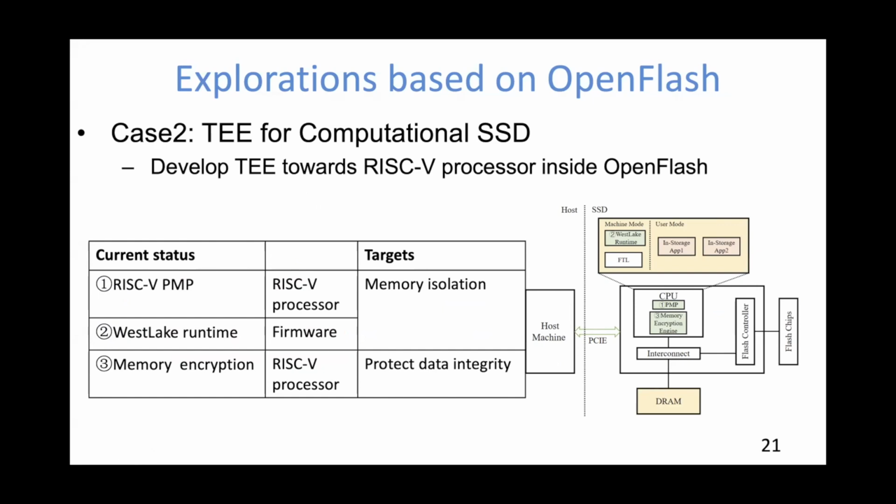For other offloaded program codes, we also implement a runtime for near data processing. As you can see in the figure, both the runtime and the FTL run in machine mode of the RISC-V processor, and the offloaded program codes run in user mode. The PMP mechanism provides memory isolation between FTL firmware and offloaded codes. In order to provide data integrity, we also implement data encryption. In the RISC-V processor, here we implemented memory encryption.